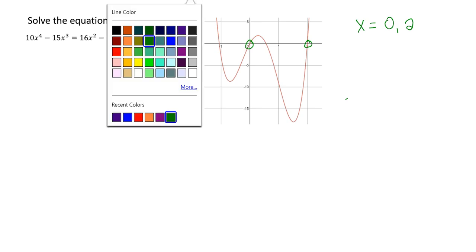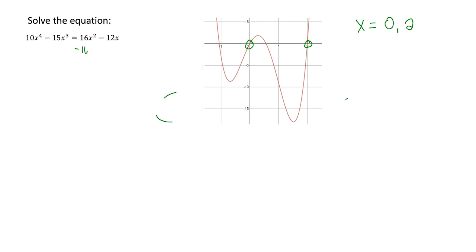All right, first step, we've got to get it equal to 0. So minus 16x squared plus 12x on both sides gives me 10x to the 4th minus 15x cubed minus 16x squared plus 12x equals 0.